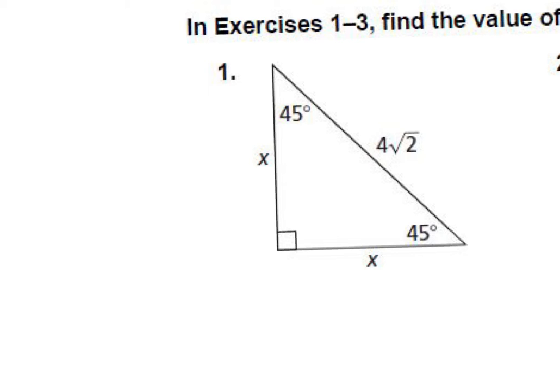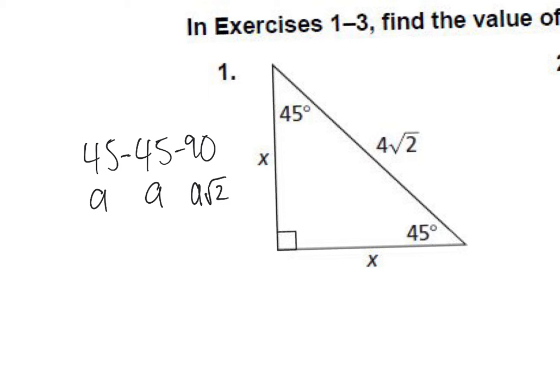45, 45, 90. Okay, so write down 45, 45, and 90. Now, there's another part that you have to have memorized for your quiz. What goes underneath the 45? A, because they're the same length, right? And then what goes underneath the 90? A times the square root of 2.